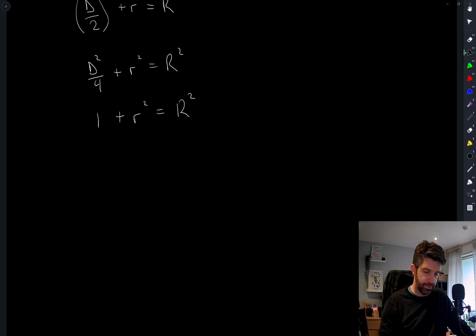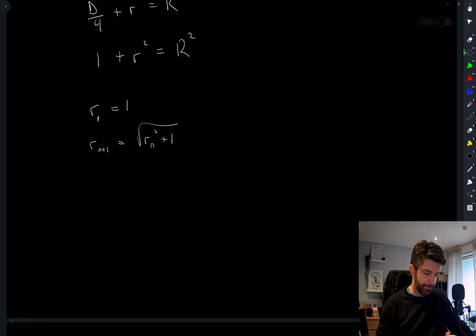So this is saying that, let's call each radius r_n, right? So r1 is equal to 1, and r_(n+1) is equal to the square root of r_n squared plus 1. Maybe it is easier to just say r_(n+1) squared equals r_n squared plus 1. So to get from one radius to the next, let's just talk about the squares of the radius. To get from one square radius to the next, we just keep adding 1.